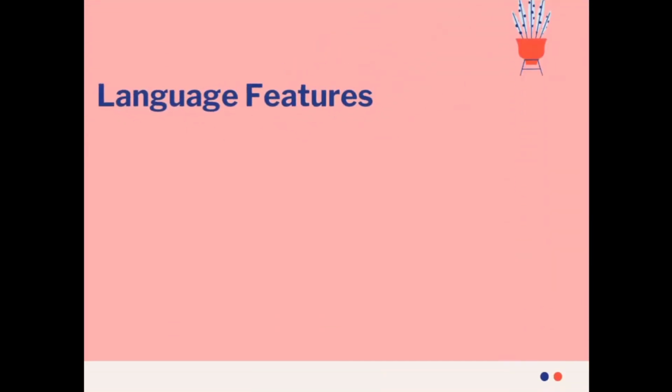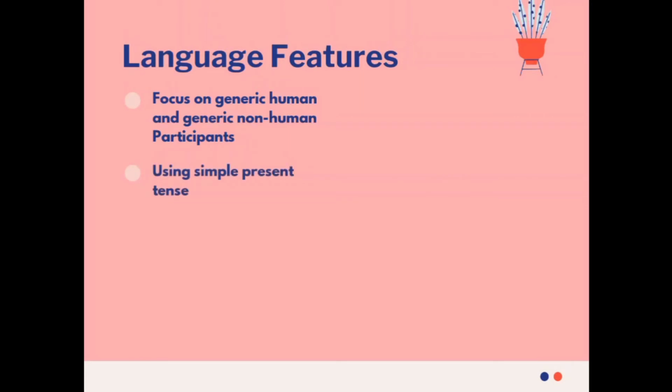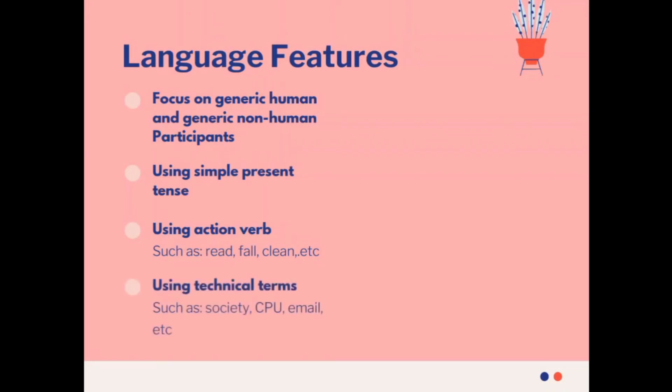The next thing is language features in explanation text. First is focus on generic human and generic non-human participants. Second is using simple present tense. Third is using action verbs such as read, fall, clean, etc. Fourth is using technical terms such as society, CPU, email, etc. Fifth is using passive voice patterns.